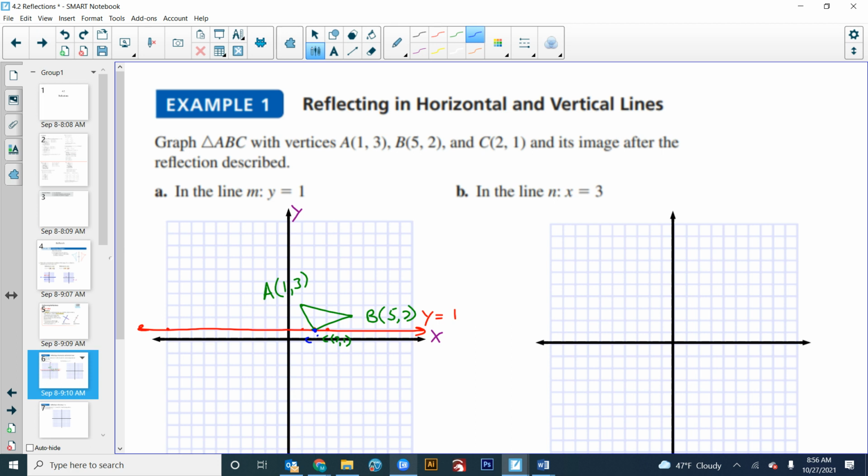2. So A prime is going to be 2 below, right? 1, 2. A prime. And C was 0 above and below. It's on it. So C prime is going to be on it. B is 1 above, so B prime is going to be 1 below. And there's your reflected triangle. And again, give it the eyeball test. Does it look like it's been reflected over that line? Yeah. Should not change shape. Should not change size.